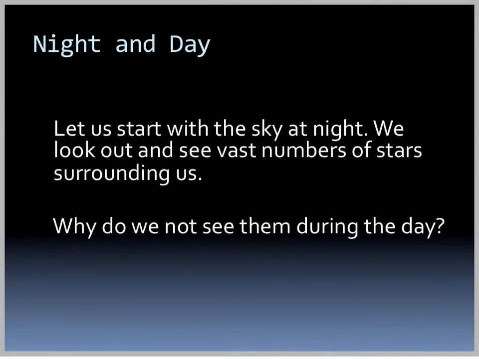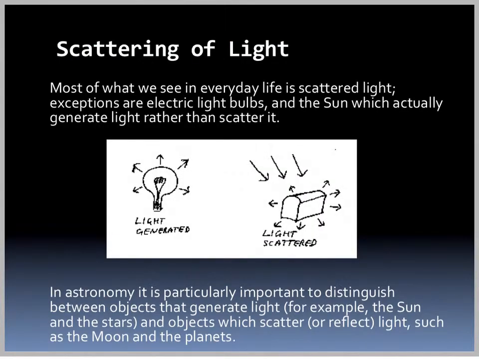So let's start with night and day. The sky at night. We look around and we see vast numbers of stars surrounding us. Why don't we see the stars during the day? Most of what we see in everyday life is scattered light. Now, exceptions include things like electric light bulbs or the sun, which actually generates light rather than scatters it.